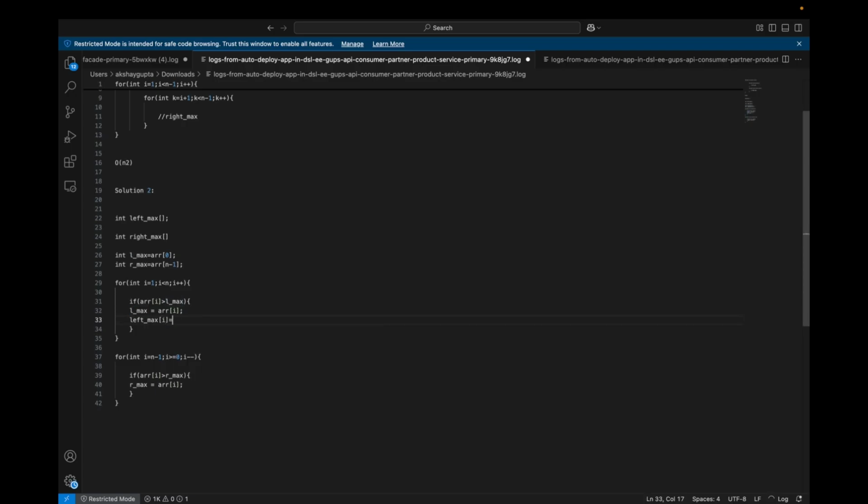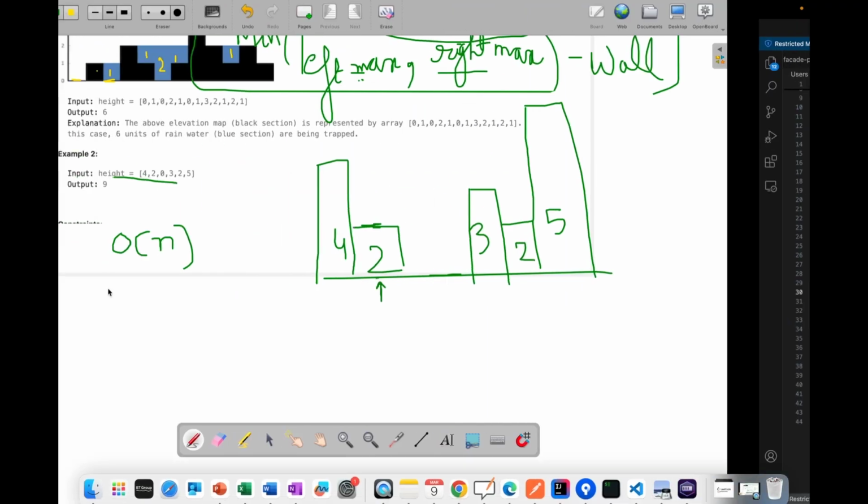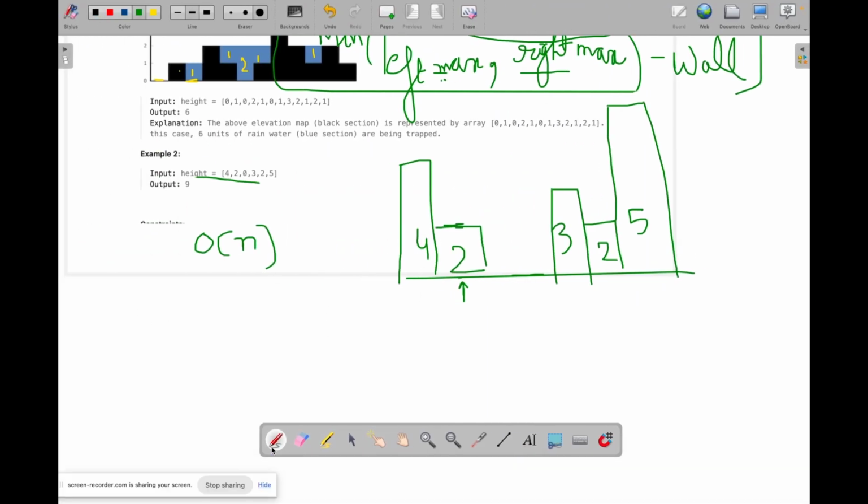We will put l max in the left max array, and similarly put r max in the right max array. So once this iteration finishes, what we have is one left array and one right array, and we will calculate.